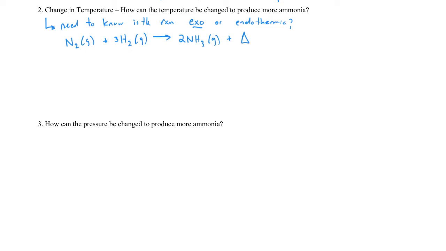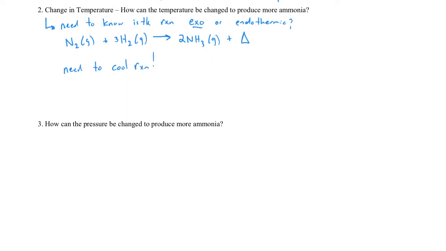What do you think? Well, just like when we wanted to favor the formation of ammonia, we had to remove ammonia. If we want to favor the formation of ammonia, we also can remove heat because it is on the product side. So removing things from the product side causes the reaction to generate more of the product side. So we have to remove heat, and that means we have to cool it down.